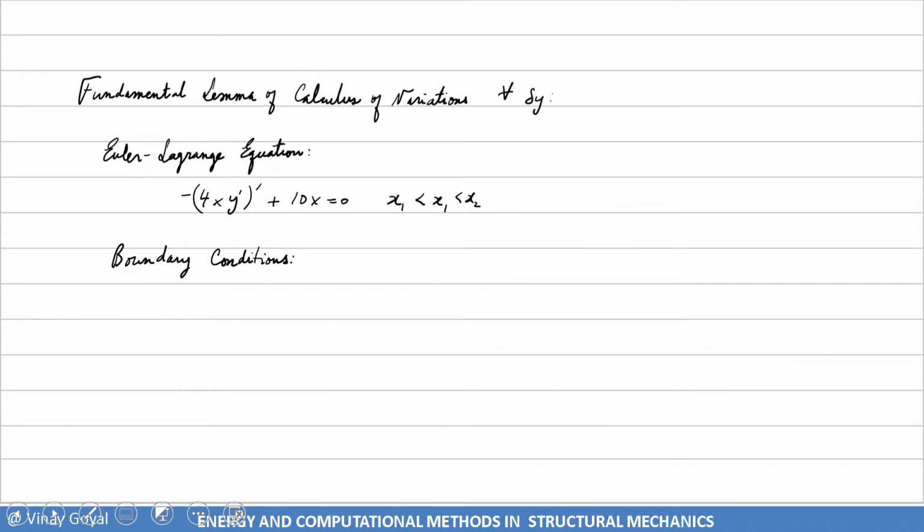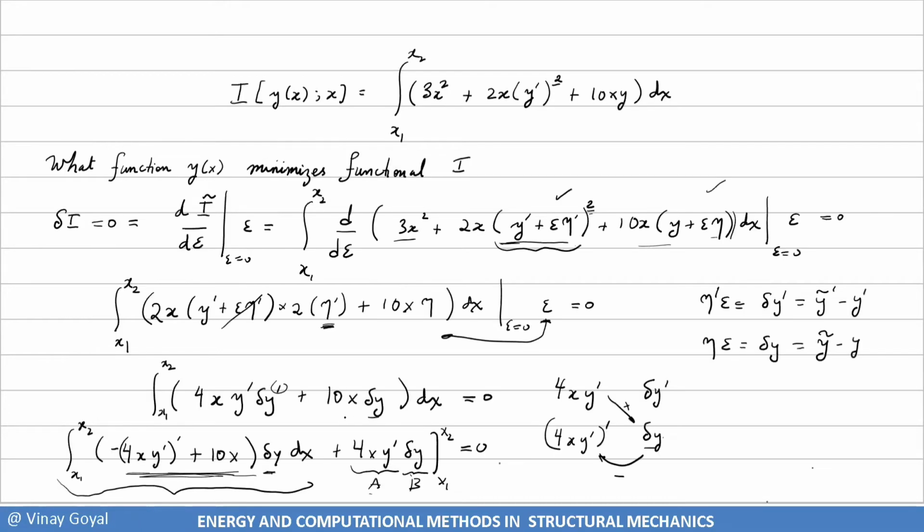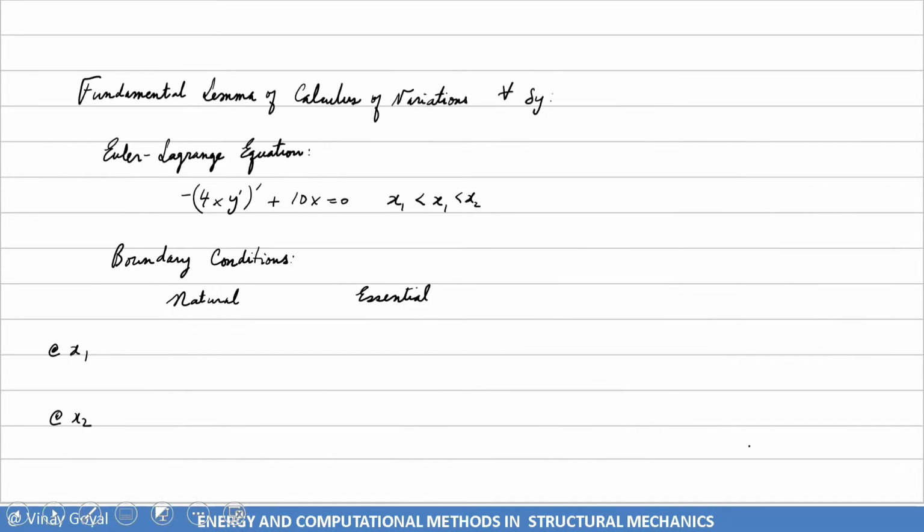and then you will write it in this manner. You'll say natural and essential. And then you'll say, okay, at x1 and at x2. And so at x equals x1, I either have this equal to 0, or y is specified. 4xy prime is 0 here at this boundary, or y is specified. And then you will select the boundary conditions depending upon the situation. Okay, so that's how we learn how to do it, and I hope that is quite clear.